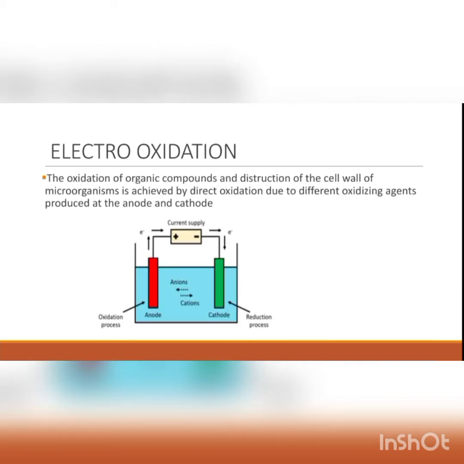Electrooxidation. The oxidation of inorganic compounds and destruction of the cell wall of microorganisms is achieved by direct oxidation due to different oxidizing agents produced at the anode and cathode.